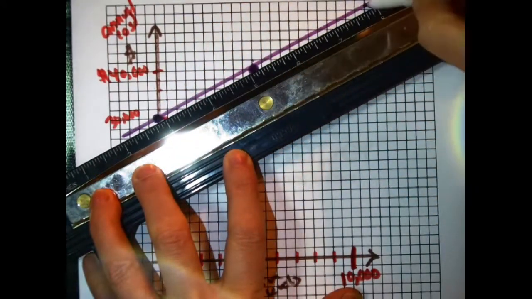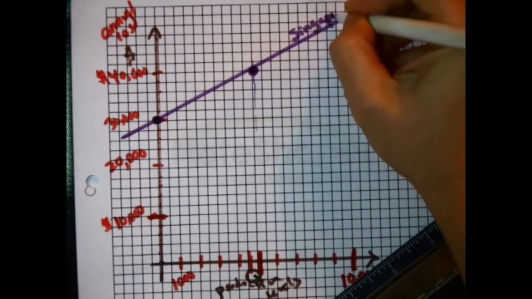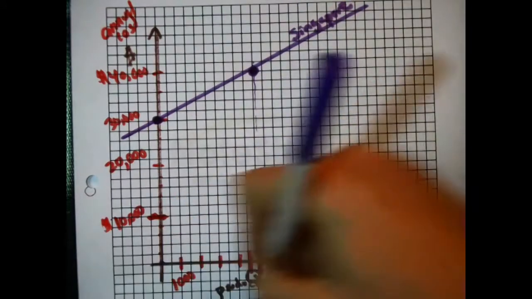So I draw that and I label it immediately because I don't want to lose track of who this is. This is Singapore. Varying levels of cost over varying levels of volume.